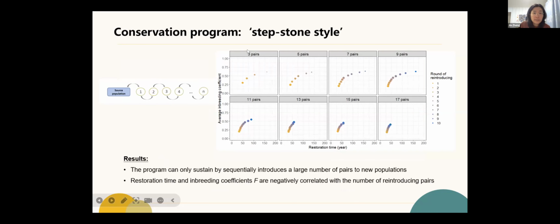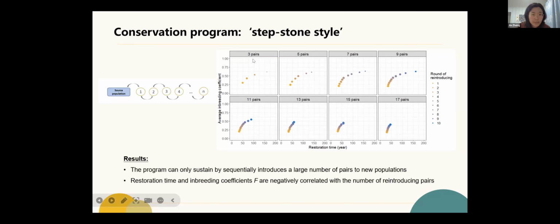Okay, and in the scenario of stepping stone style reintroduction, we found quite different results. Here the different panels still mean the number of reintroduced pairs, and X and Y are the same as previous slides. I want to explain that the color of the dots means the rounds of reintroduction. We run 10 rounds in total, and the size of the dots means how many simulations can actually reach this reintroduction round.